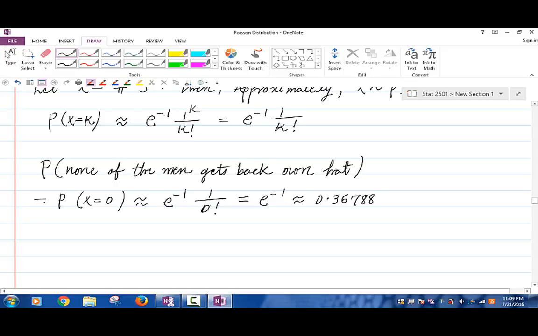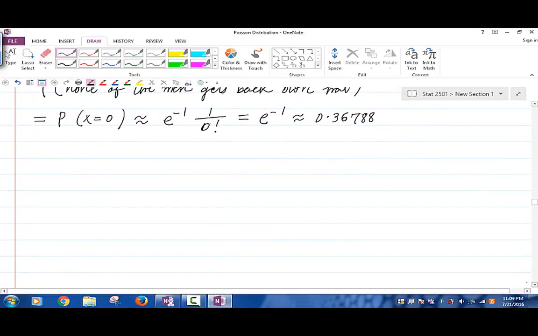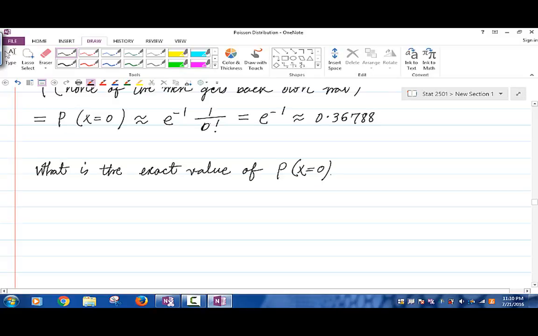Okay, so this probability is an approximate probability. The question that you might want to ask is what is the exact value of the probability that X is 0. So we used Poisson approximation to calculate that probability, but what is it exactly?